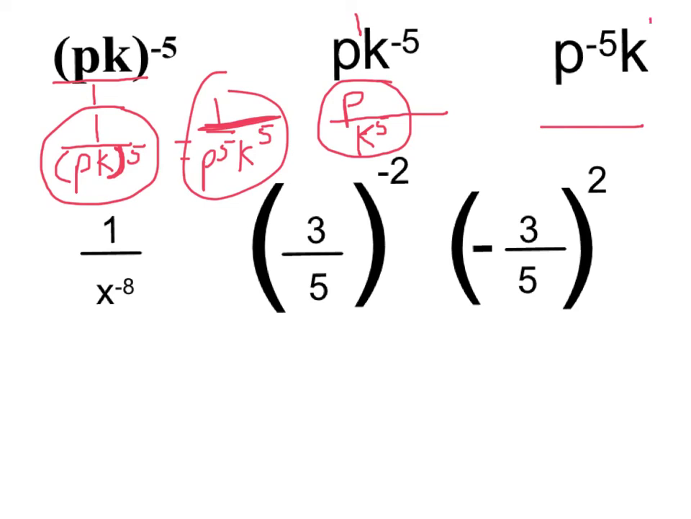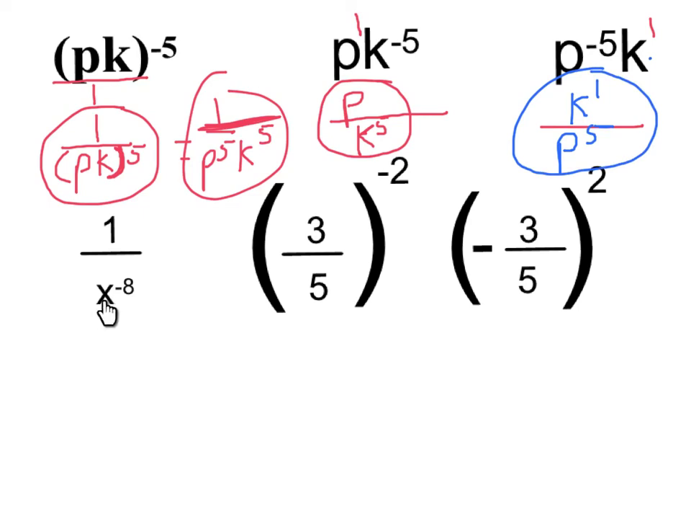On this one, we have the p has a bad attitude, so the p has to go down below, so p to the 5th, but the k to the 1st stays on top because it has a good attitude. It does not have to move.